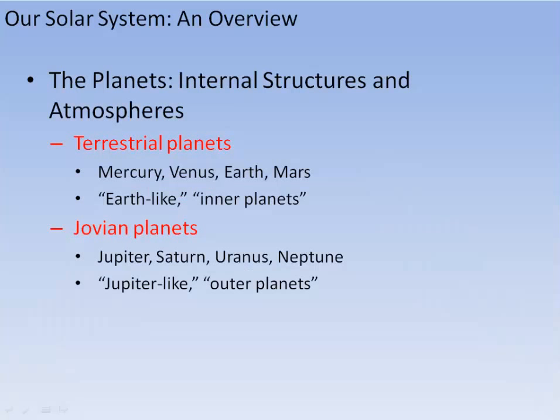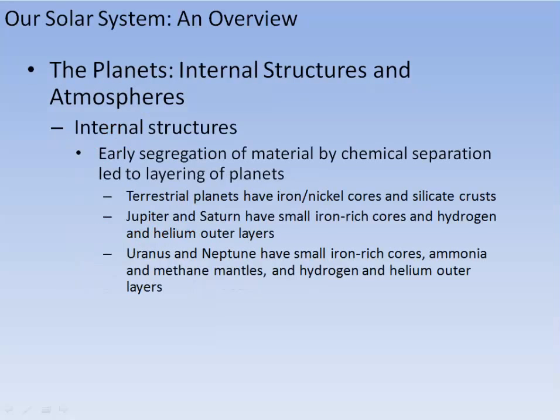Now the planets' internal structures and atmospheres. We have two major groups of planets. The terrestrial planets, like Mercury, Venus, Earth, and Mars. They're Earth-like inner planets. And the Jovian planets, Jupiter, Saturn, Uranus, Neptune, the Jupiter-like outer planets.